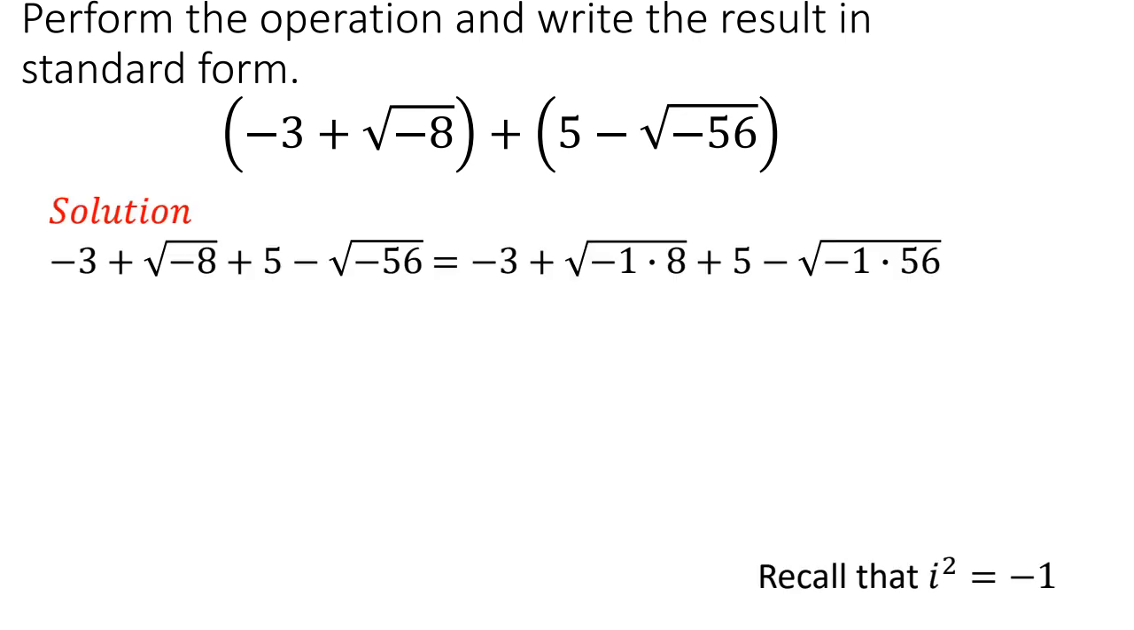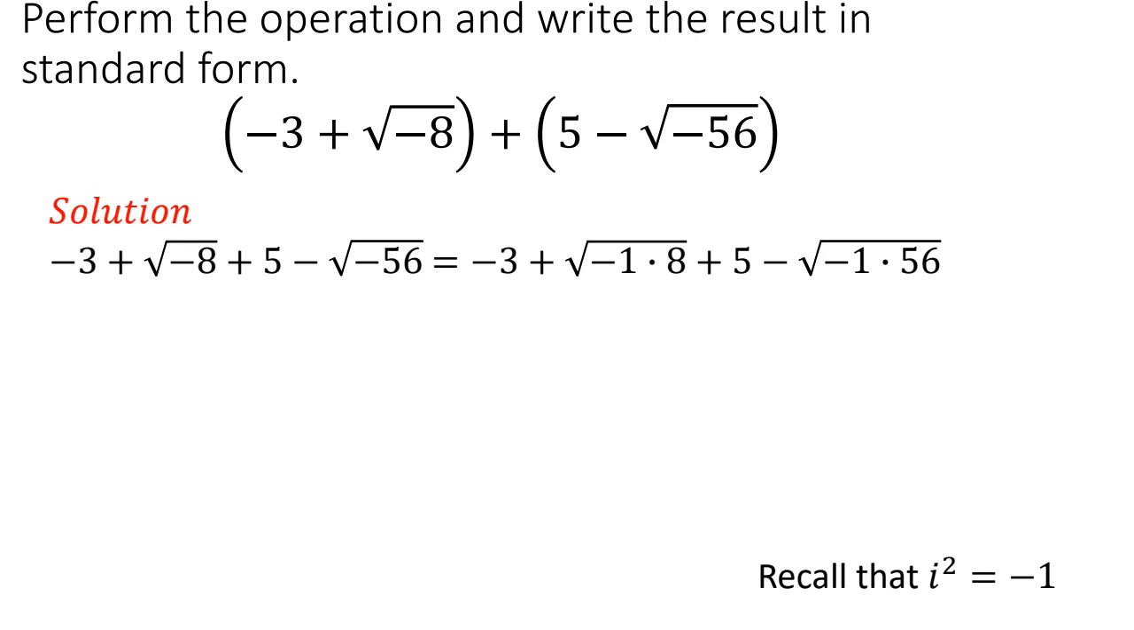So let's look at this first. What I do here is I separate my radical. Let's look at the square root of negative 8 first. I can separate this number inside the radical in this form, negative 1 times 8. That's going to give me negative 8. And the reason why I do it is because I can separate this into two radicals.